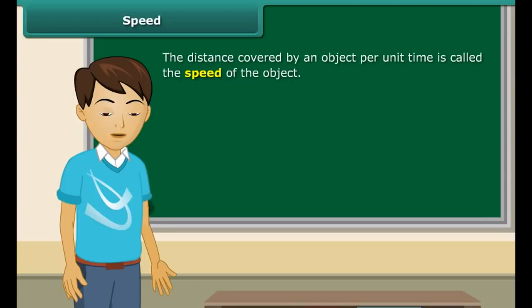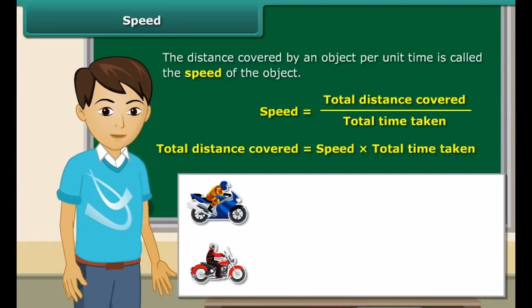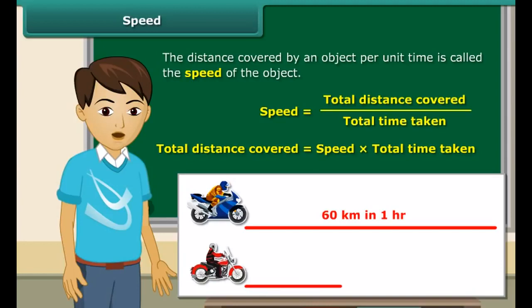faster. The most convenient way of finding out which object moves faster than the others is to calculate and compare the distances covered by all the objects per unit time. The object that covers a greater distance per unit time is quite obviously faster. The distance covered by an object per unit time is called the speed of the object.